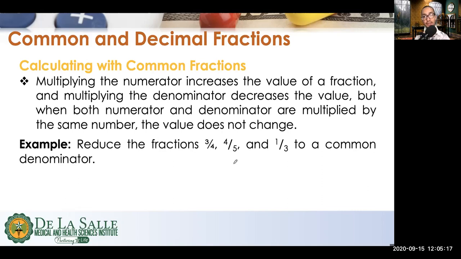So the least common multiple of 4, 5, and 3. Multiples of 5 are 5, 10, 15, 20, 30. 30 is not a multiple of 4, so that won't work. So what we will do is just multiply them. 4 times 5 is 20, times 3 is 60. To get 60, what do we do?